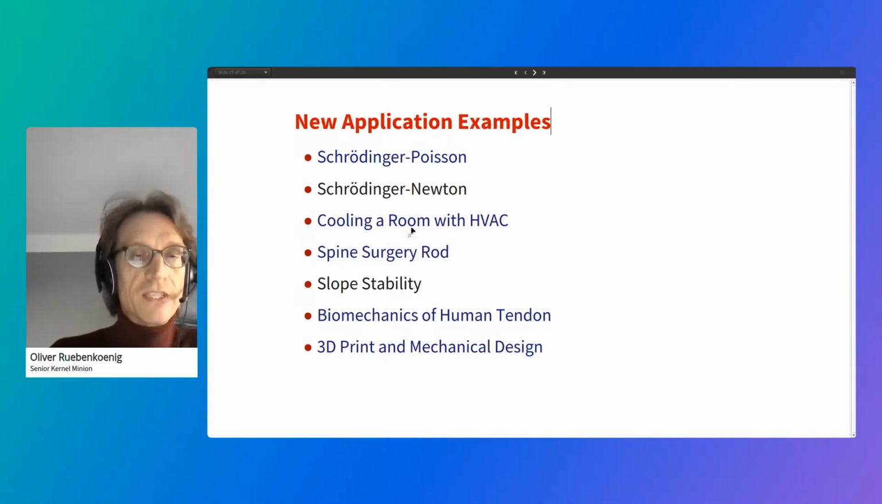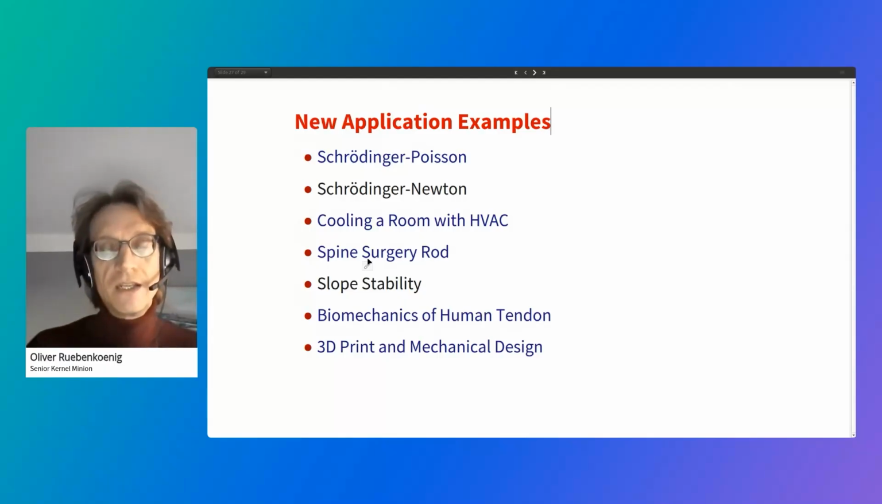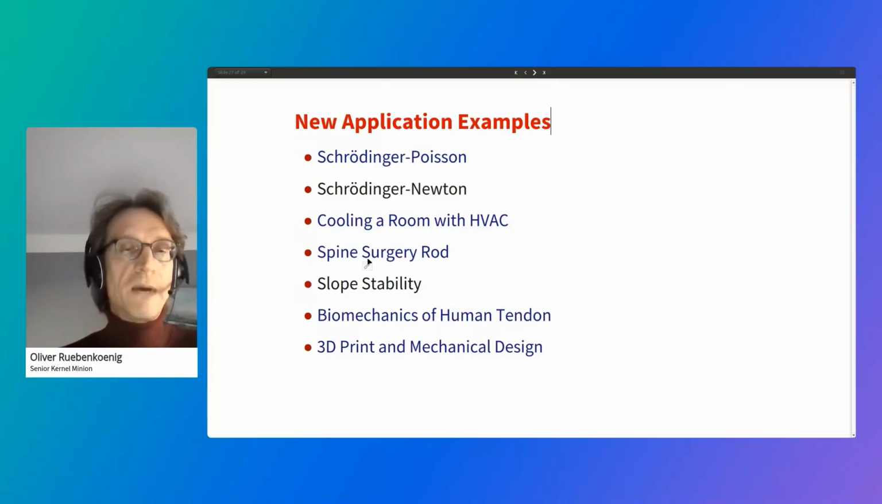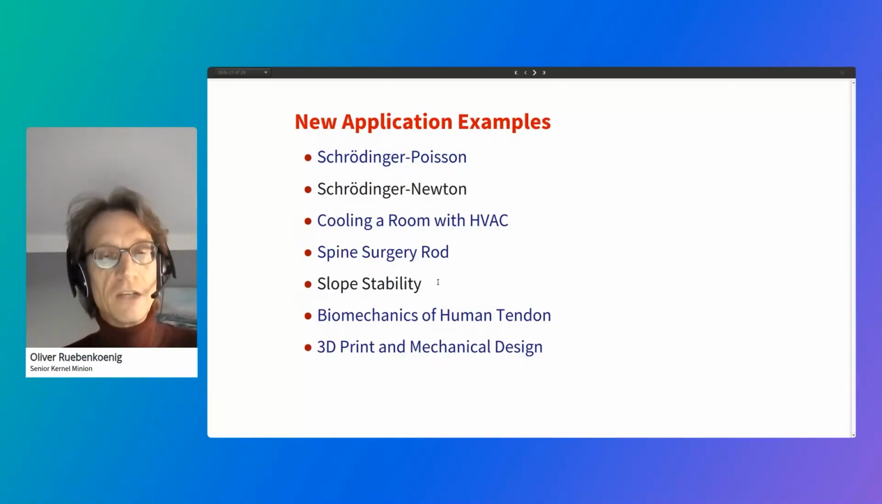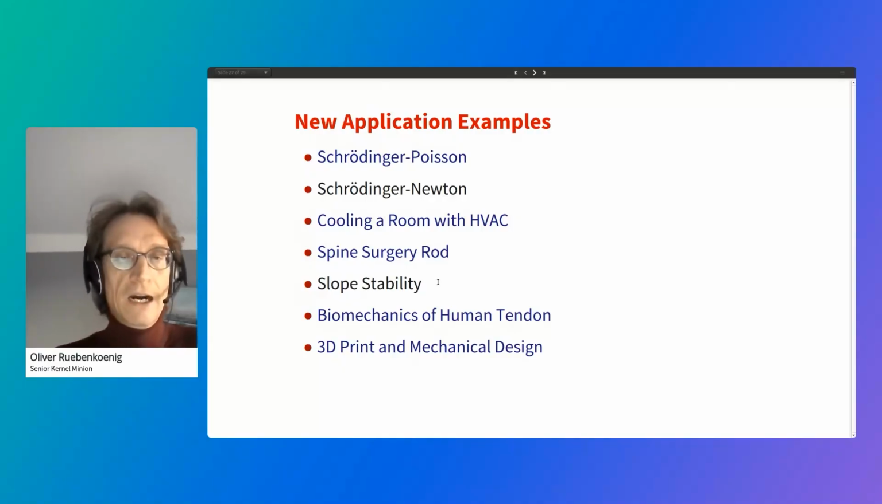The next two, the spine surgery rod and the slope stability, are both plastic deformation examples. This is a rod that's used in the spine to stabilize the spine, and it has to be deformed so that it fits the spine perfectly. And slope stability is something from civil engineering, where you have to estimate the stability of a soil slope, whether it's going to hold or not, or what to do about that.